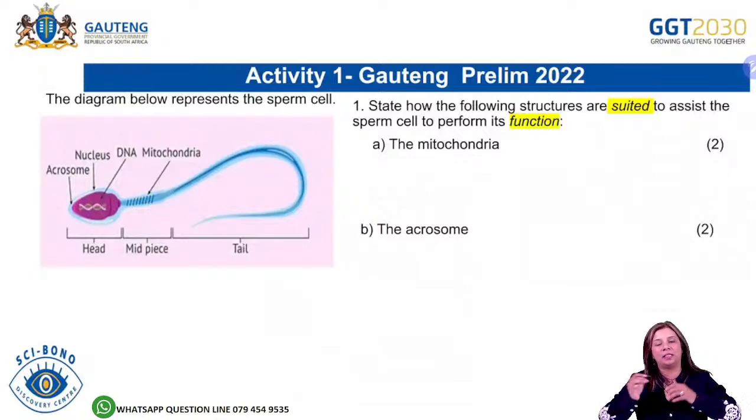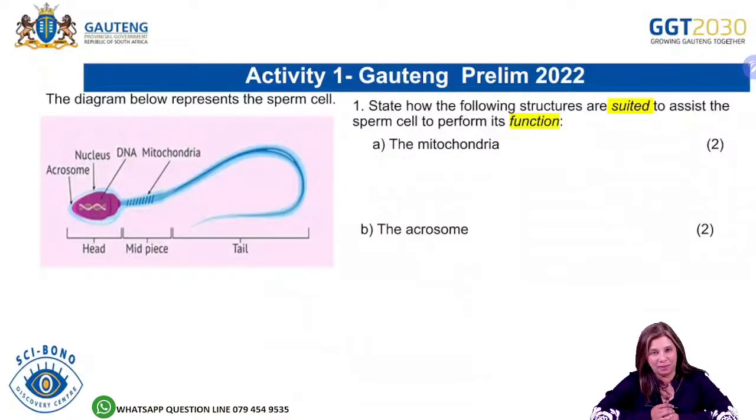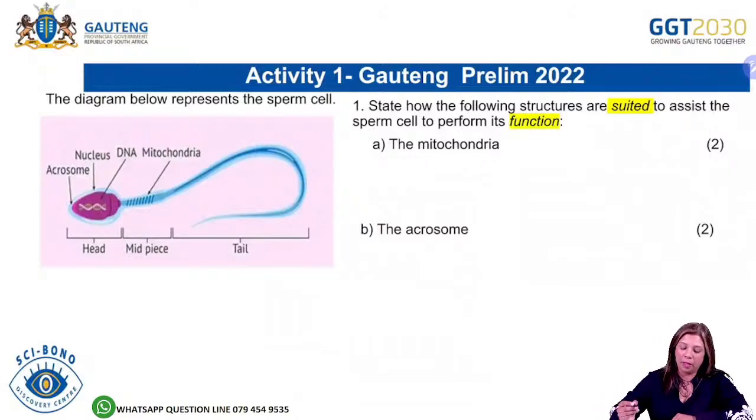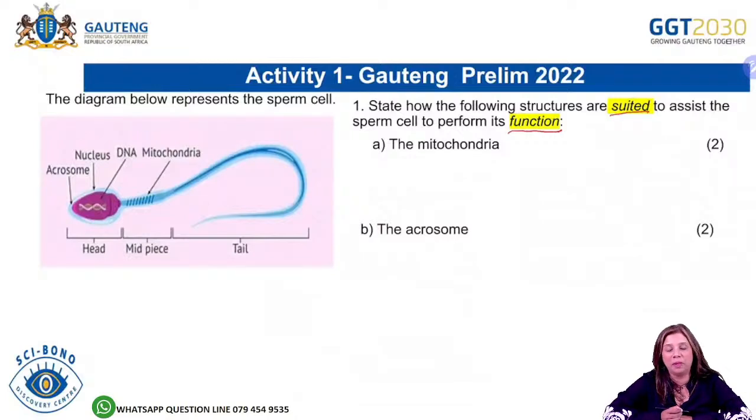Activities are all from past year papers, as my colleague has highlighted. But it's the way we do them. When we are doing practice questions, we must always highlight what it is that is required, which we have done here. So there we have a diagram of the sperm cell. Already we can see that the sperm cell is labeled, and we're going to have to know what's going on here, because they like to ask this. They ask, state how the following structures are suited for the function.